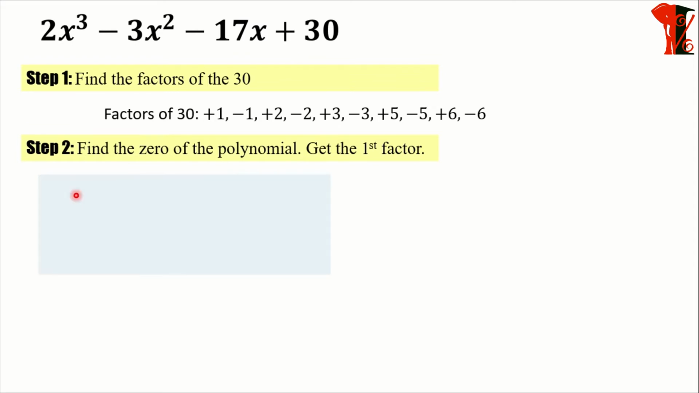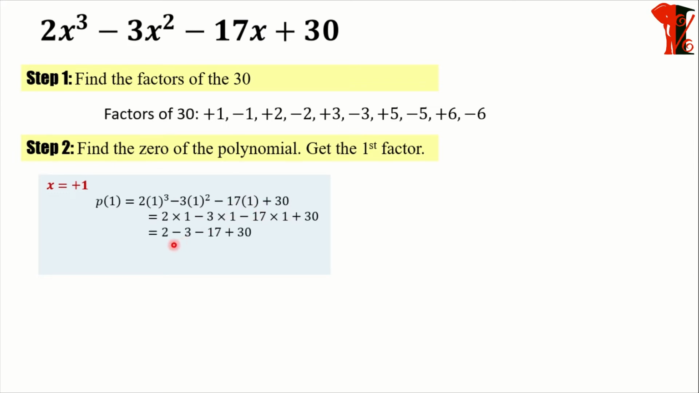Let me take the first zero as plus 1. In place of x I will take 1. That means 2x cube becomes 2 into 1 cube, minus 3x square becomes 3 into 1 square, minus 17x becomes 17 into 1, and plus 30. So continue it. 1 cube will give you 1 only, right? 1 into 1 into 1 is 1. 1 square means 1 into 1, that is 1. 17 into 1 is 17, correct?